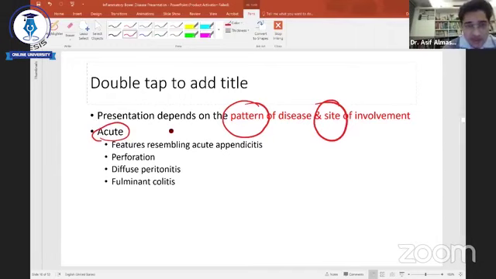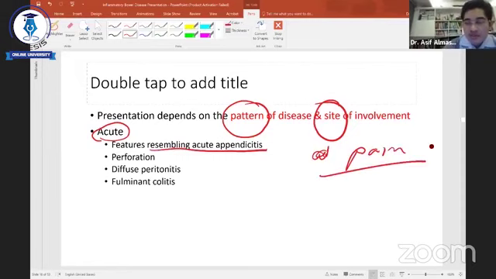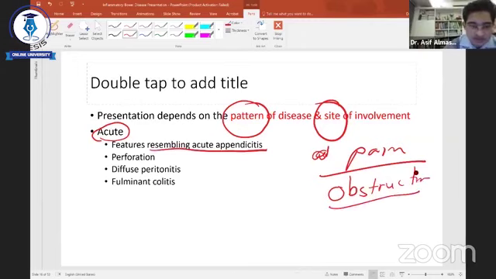So in an acute case, as we have just discussed, it resembles features of appendicitis. That means the patient may have abdominal pain, which is quite common. This pain is usually due to obstruction and stricture. Perforation, in severe cases, there may be perforation, there may be diffuse peritonitis, there may rarely be fulminant colitis as well.